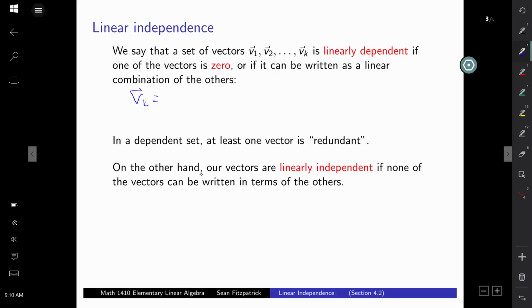So if vk could be written as, say, c1 times v1 plus c2 times v2 up to c(k-1) times v(k-1), that would be a case where you would say that the set of all vectors v1 up to vk is dependent, right? Notice also that if one of the vectors is the 0 vector, then you could just set all those c's equal to 0. So the 0 vector can always be written as a linear combination of any other vector. So if the 0 vector is in there, your set is definitely dependent.